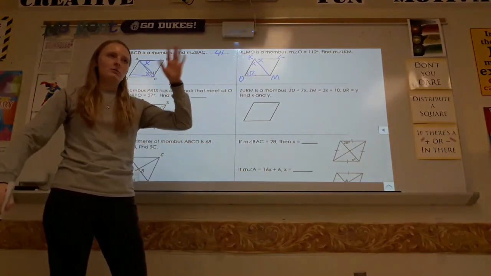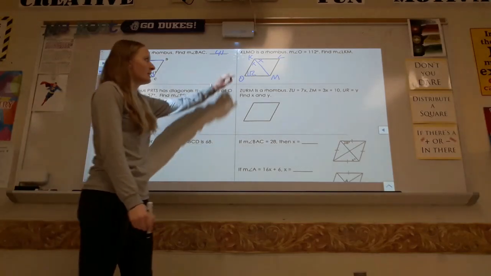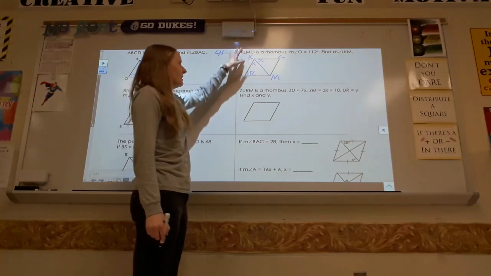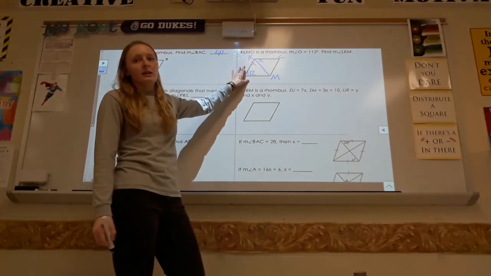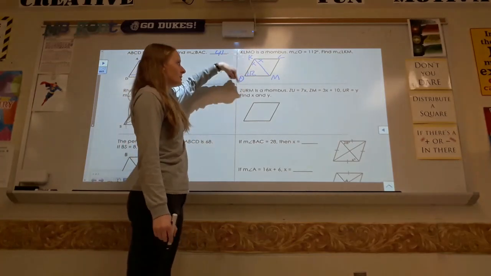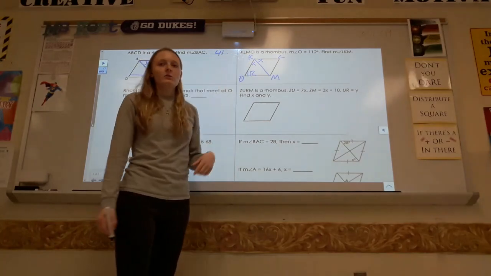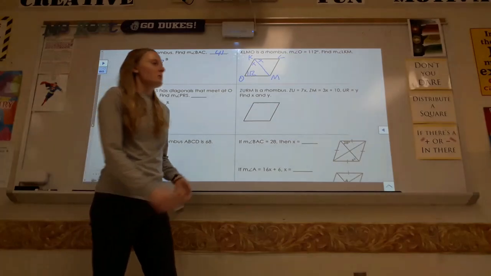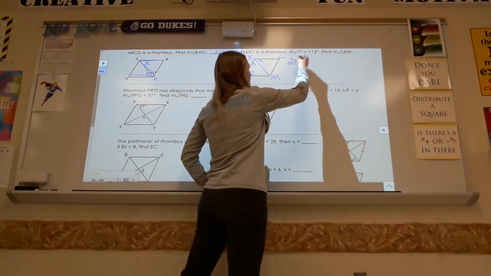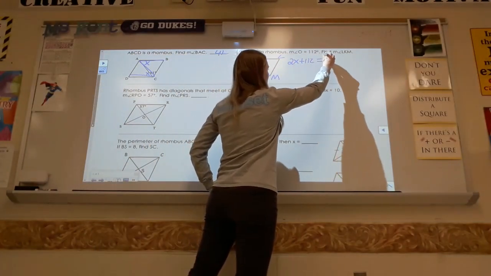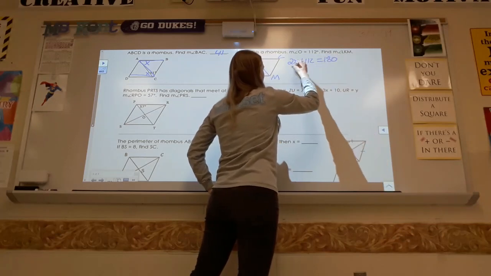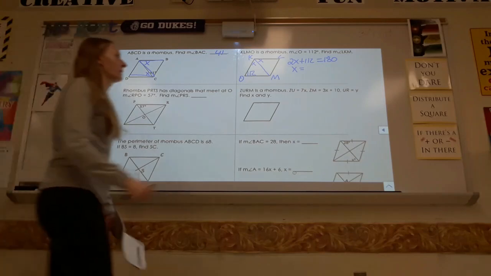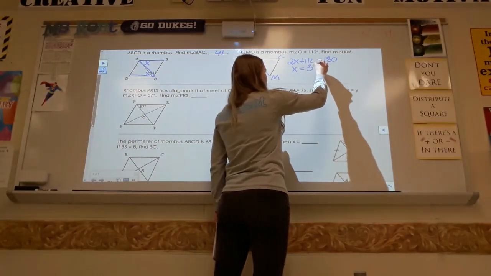Okay, and again, there's a lot of different ways you can do this, but once I put this x here, I notice that this full angle is 2x, and this angle is 112, and they're consecutive. So this full angle K and this full angle O are consecutive angles, and in a parallelogram, which a rhombus is, they would be supplementary. So I can do 2x plus 112 is equal to 180, and solve for x that way, which would give me 34.